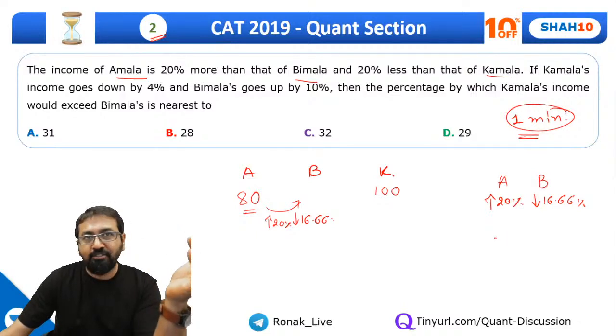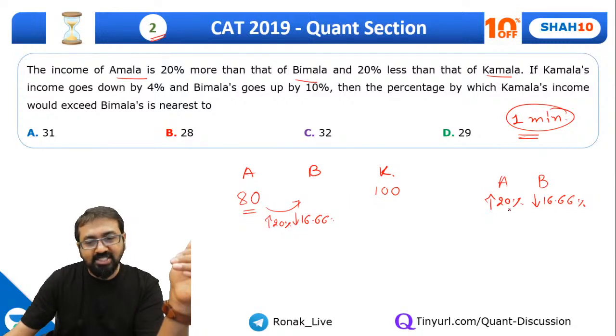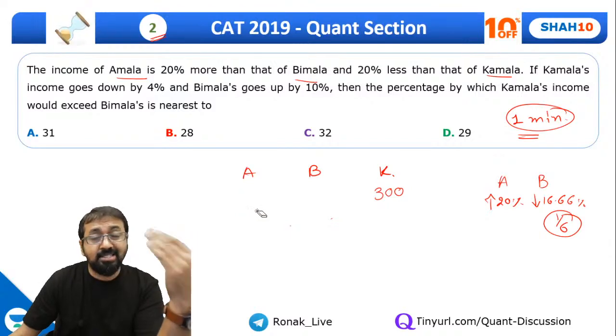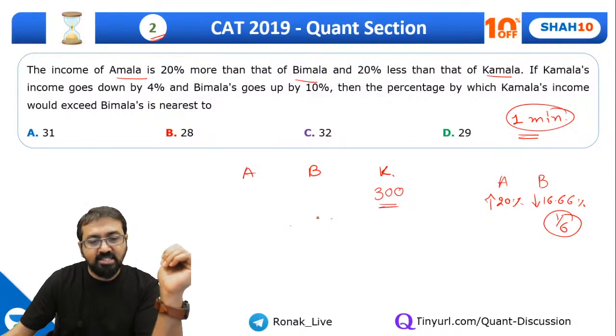In case you haven't attended this session, do attend my sessions, watch all my videos. I have explained this concept. So 16.66% means 1 by 6. Reducing this one by 1 by 6 will be slightly challenging. So instead of taking this as 100, it's better to start with 300, some number which is a multiple of 6, which can easily be divisible by 6. So take this as 300.